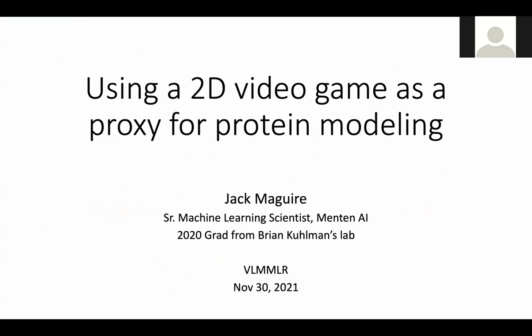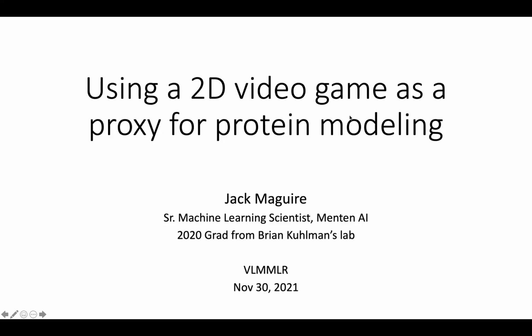I think this might be one of the less serious talks, but not totally off the wall. This is still a protein modeling project with machine learning. It's just going through the scenic route of how you can go about training neural networks.